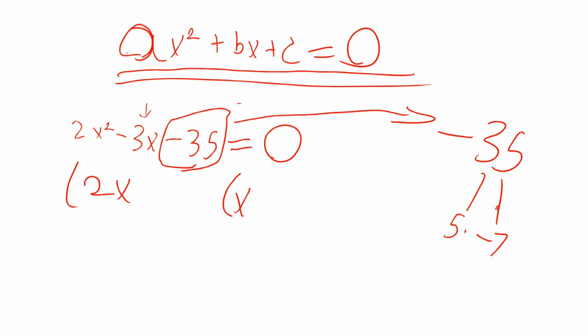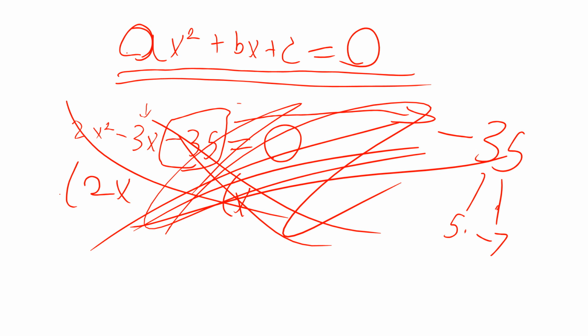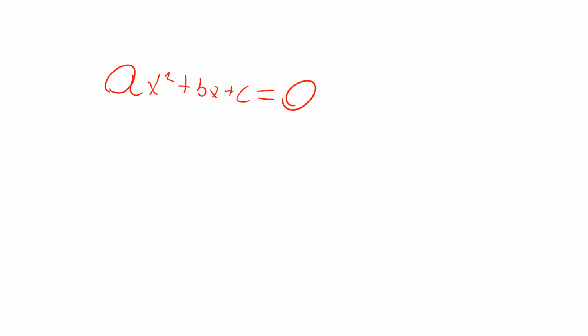What we're going to do when we have this form is we're not going to do this. That's not going to work out. We want to start fresh, and when we have a quadratic of this form, we also have a special way to factor it. It's not a set factorization, but we have a way to factor a quadratic of the form ax squared plus bx plus c equals 0.